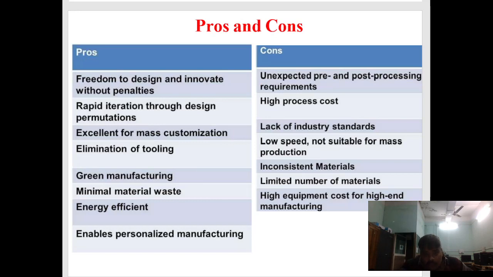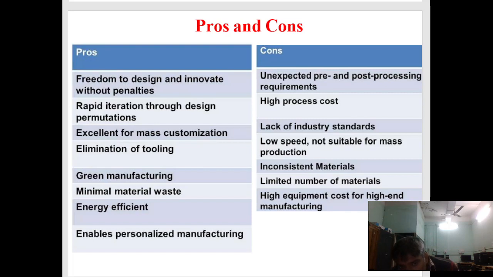What are the pros and cons? Pros: freedom to design and innovate without penalties. Cons: unexpected pre and post processing requirement. Pros: rapid iteration through design permutation. Cons: high process cost. Pros: excellent for mass customization. Cons: lack of industry standards. Pros: elimination of tooling. Cons: low speed, not suitable for mass production. Pros: green manufacturing. Cons: inconsistent material. Pros: minimal material based.